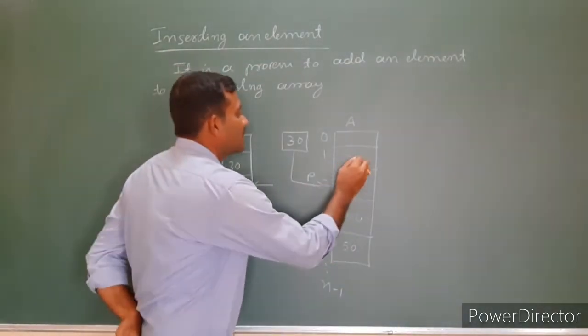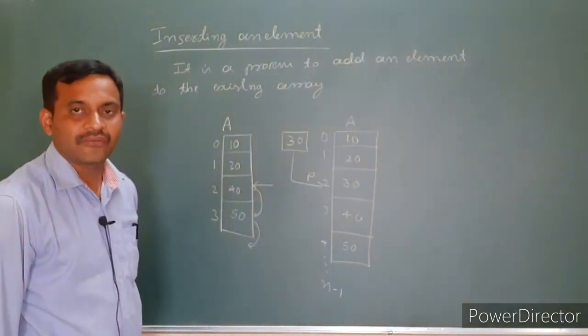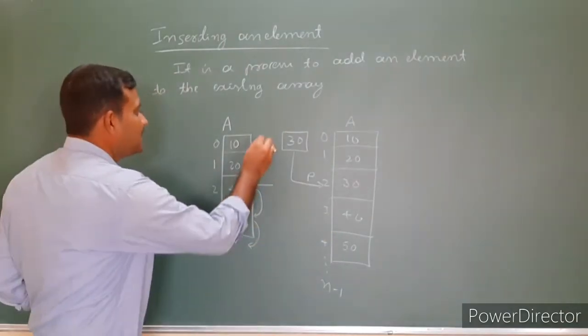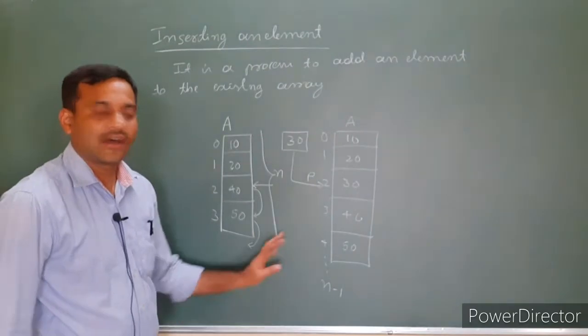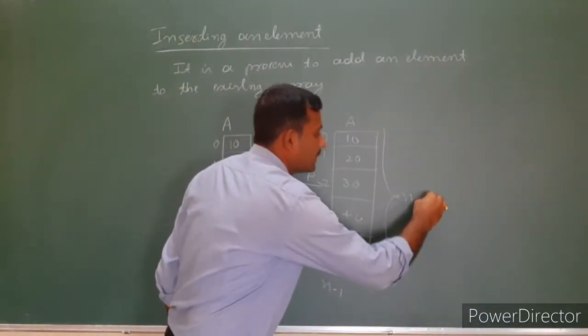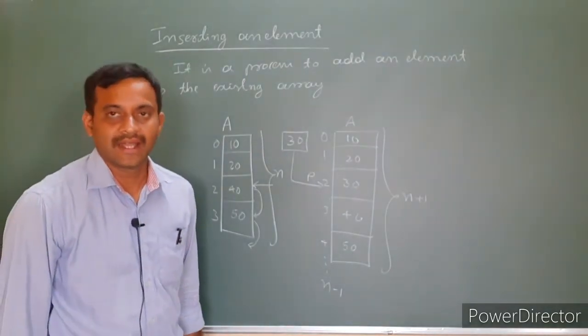Then 20 and 10 remain. See here, before adding an element there are n elements. After adding, it becomes n plus 1 elements. The array has n plus 1 elements.